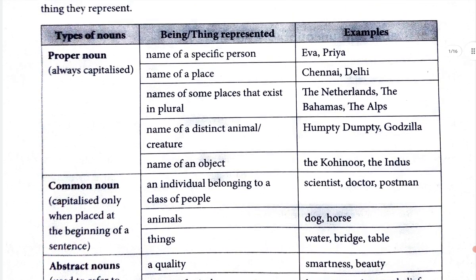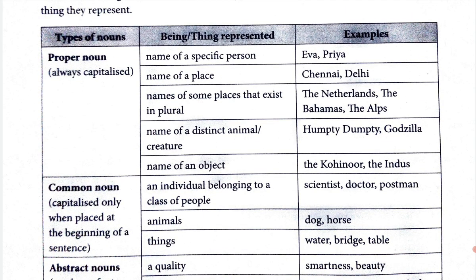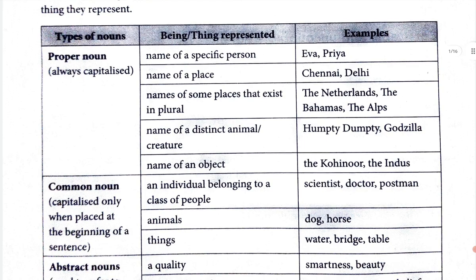Of course, you know that a noun is the name of a person, place, thing, animal or whatever it represents. Now coming to the proper noun, it is the name of a specific person or a place or a distinct animal or an object.